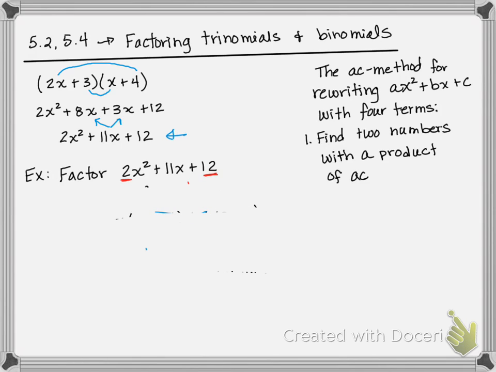And the second one is that, well, we already said we're breaking up that middle term, which means the 2 numbers that I choose have to add up to the middle term. So, and a sum of B. Sum means addition. So when I add them, I have to get 11.